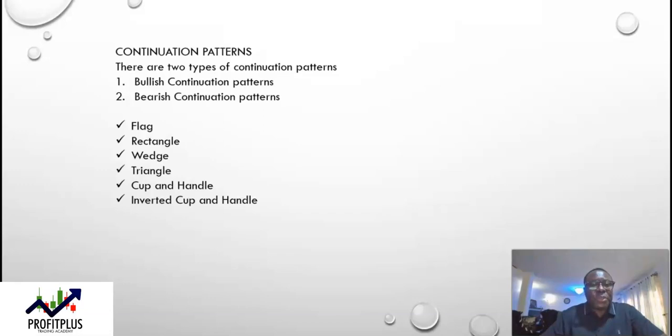So the flag, we have the bullish flag and of course the bearish flag. Bullish rectangle and the bearish rectangle, depending on which market environment it is formed in. If it's an uptrending market environment, you call it a bullish flag. If it's in a downtrending market, call it a bearish flag. So it doesn't matter which direction the market is taking, whether it's trending upwards or trending downwards, you have a trading opportunity.